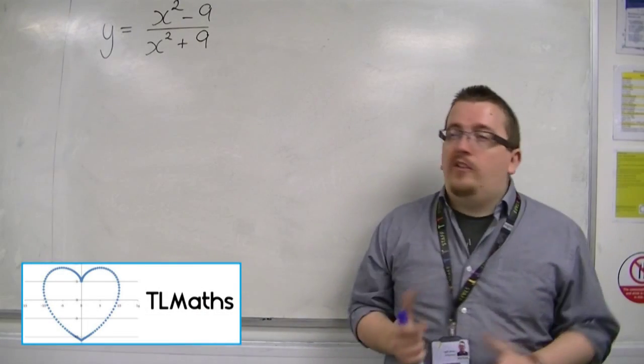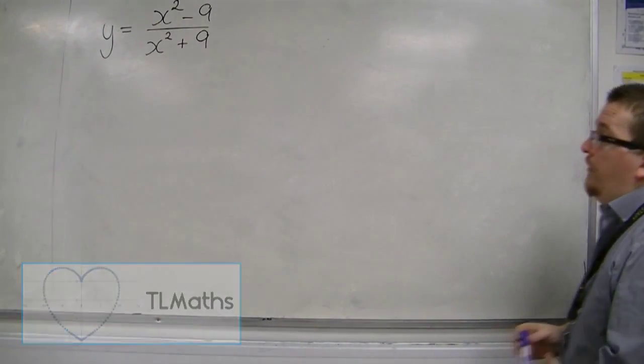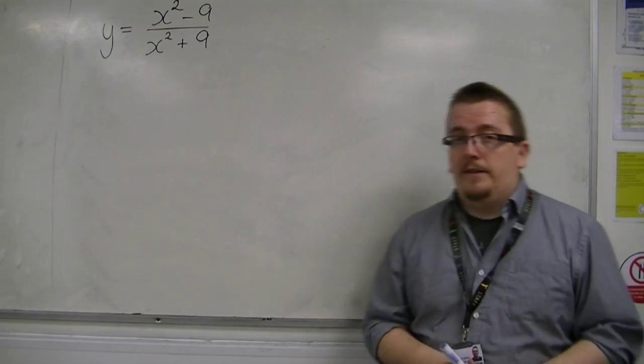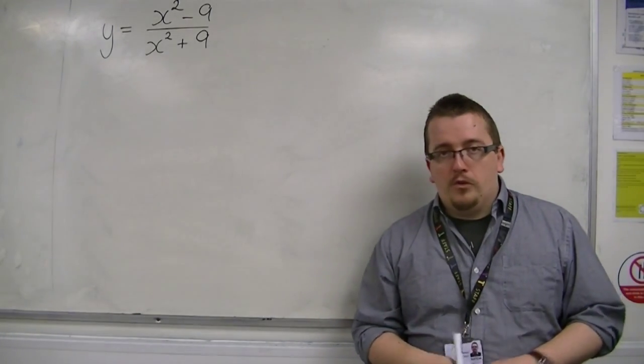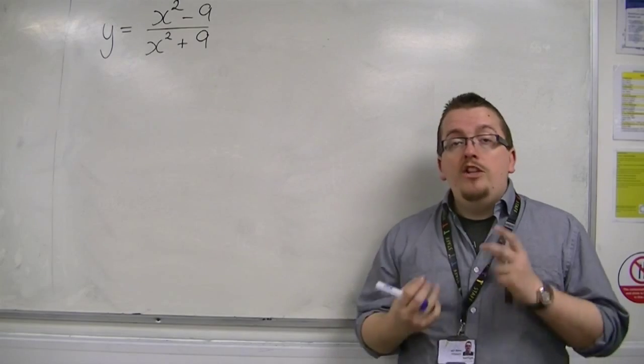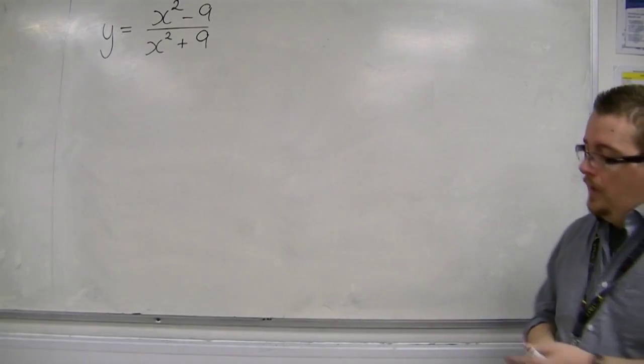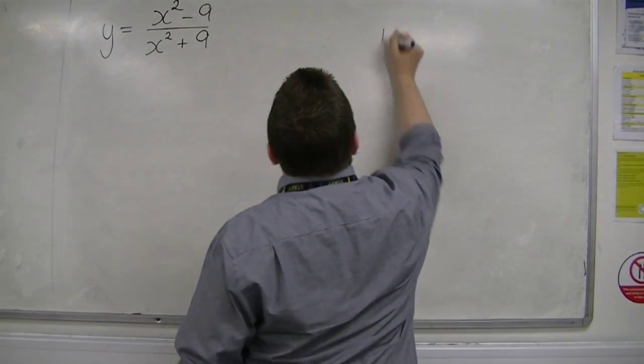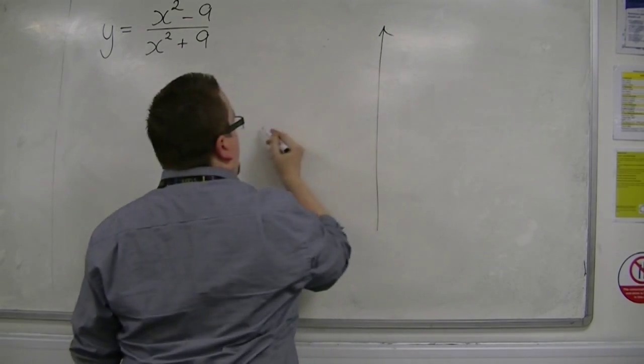In this video we're going to be sketching y is equal to (x squared minus 9) over (x squared plus 9). And I'm using this example to show you what a change of sign can do. So, let's draw some axes.